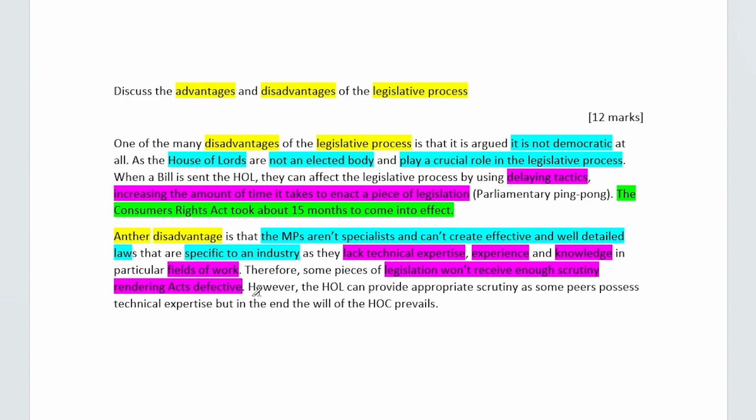And then for my well-developed point, I use the however. I use this however statement. The House of Lords can provide appropriate scrutiny as some peers possess technical expertise. In the end, the will of the House of Commons prevails. So using this however statement really gets you into that level 4 band, and it really shows that you know about the legislative process and the extent of the advantages or disadvantages.